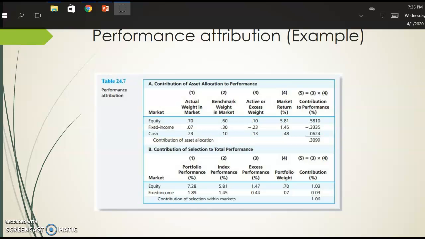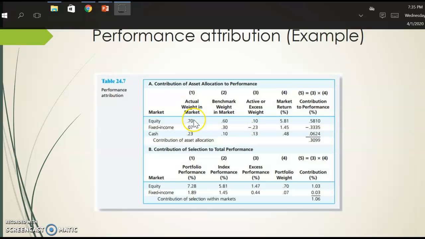All right, so what we want to do is compare our contribution of asset allocation to performance. So I'm trying to see, did I do a good job by deciding to put more in equities versus my benchmark? Did I make the right decision by deciding to put less in fixed income than the benchmark? Did I make the right decision by deciding to put a lot more in cash than the benchmark? So I look at the active or excess weight in each category.